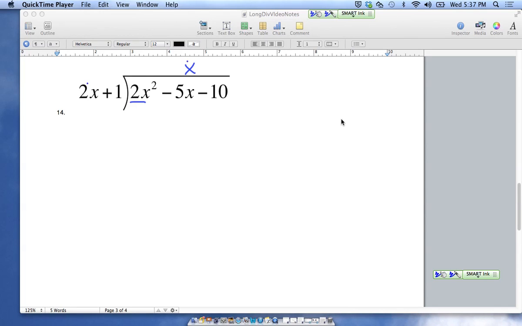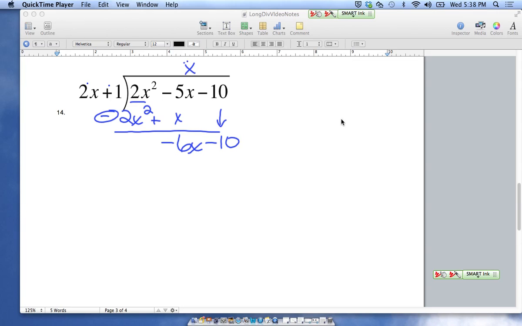X times 2x is 2x squared, x times positive 1 is x. And I'm taking the opposite of this sum. 2x squared minus itself is 0, which is what I wanted to happen. Negative 5x minus x is negative 6x. And then negative 10 slips down.